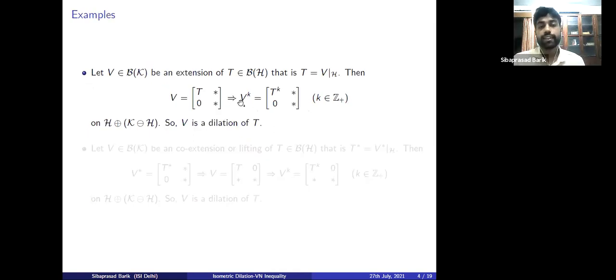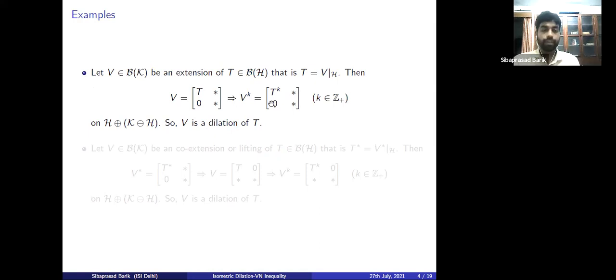Extensions are dilations. Let V be an extension of T, then one can check V has this matrix form. This component is T, and here it is 0, and here is something. Now taking powers on both sides, we have V^k equals T^k in this component, and still this component will be 0, and here is something. And this happens for all non-negative integers k.